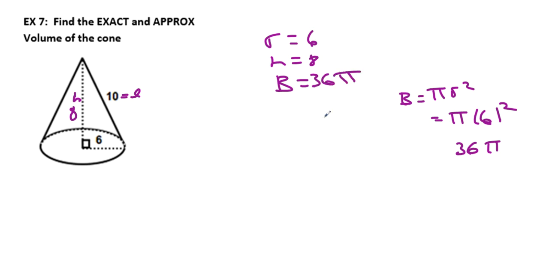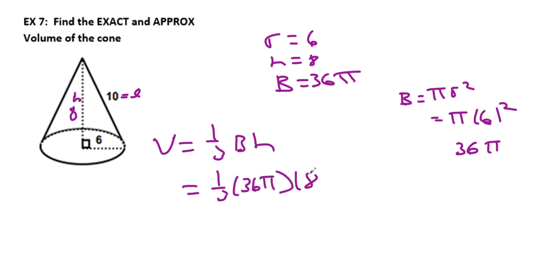So you're going to do the same thing you did here. You're going to write down, only now you need your h instead of L. Plug it in. Volume is equal to 1/3 area of the base times height. 36 pi goes right here, 8 goes right there. 1/3 of 36 pi times 8. Well, that's just going to be 12 times 8. It's going to be 96 pi.